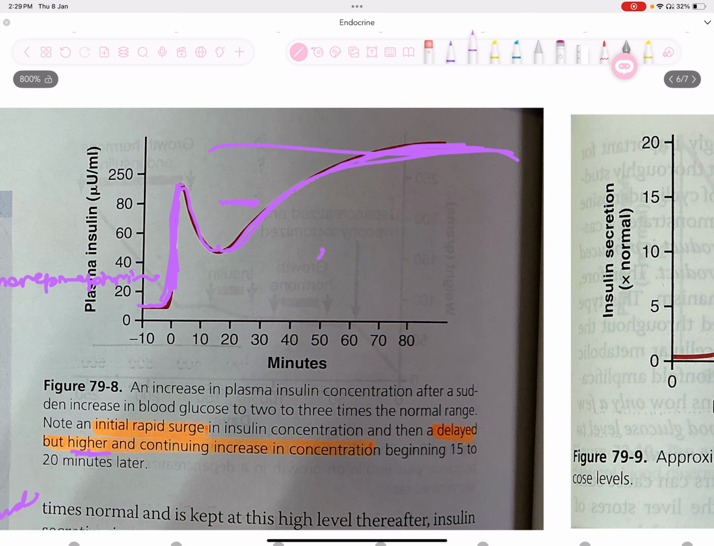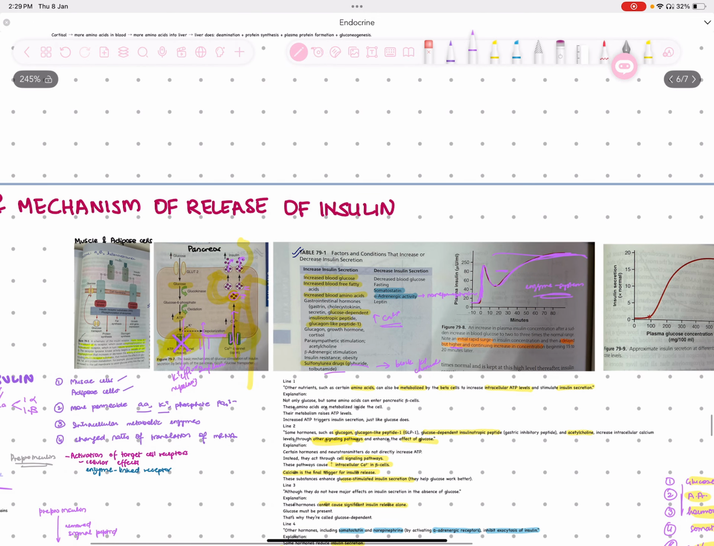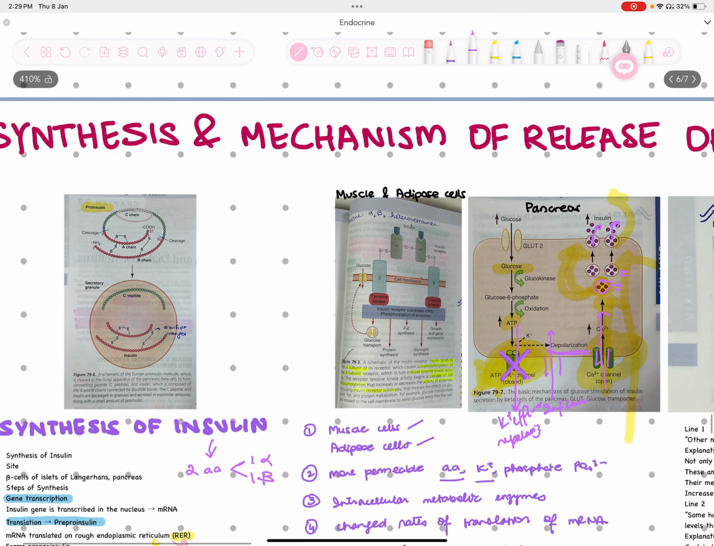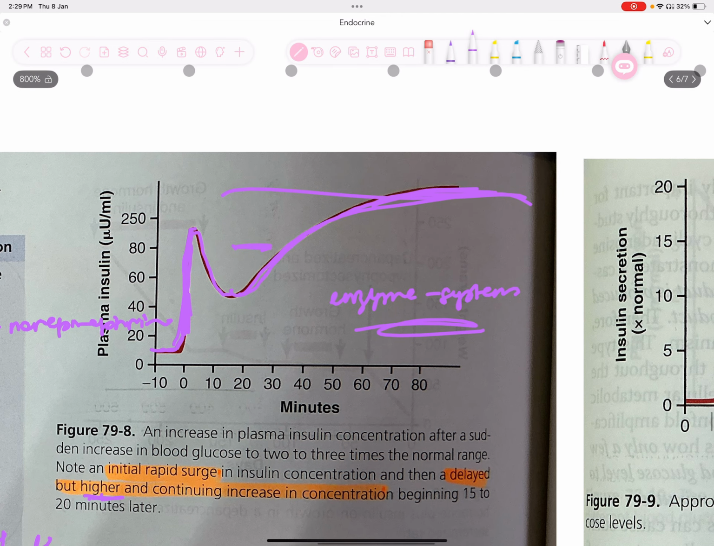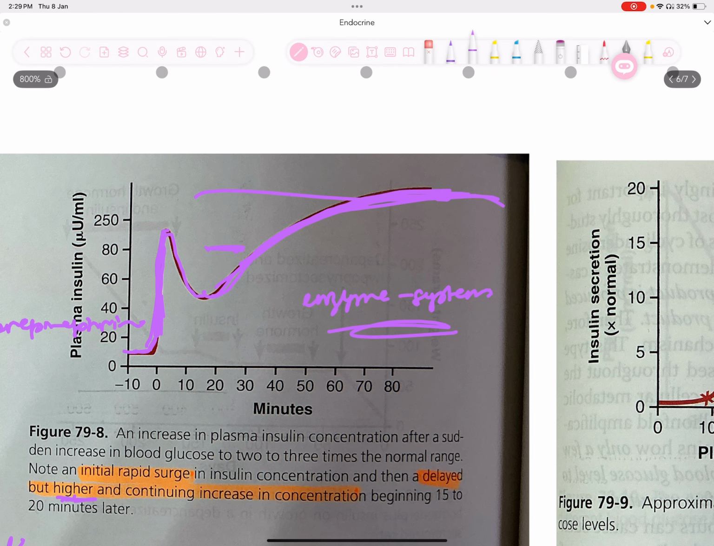And then the second increase, the plateau, is because of the preformed insulin as well as activation of the enzyme system that produces insulin. So there's an enzyme system that is going to produce insulin. That enzyme system will be enhanced and there'll be a lot more insulin. So this is going to take time. That's why it is in a second plateau.